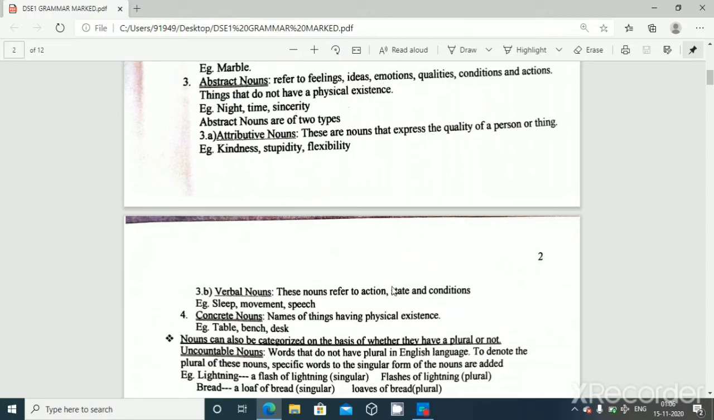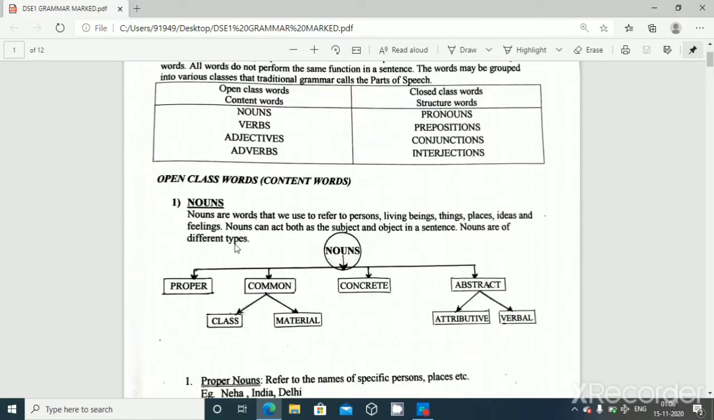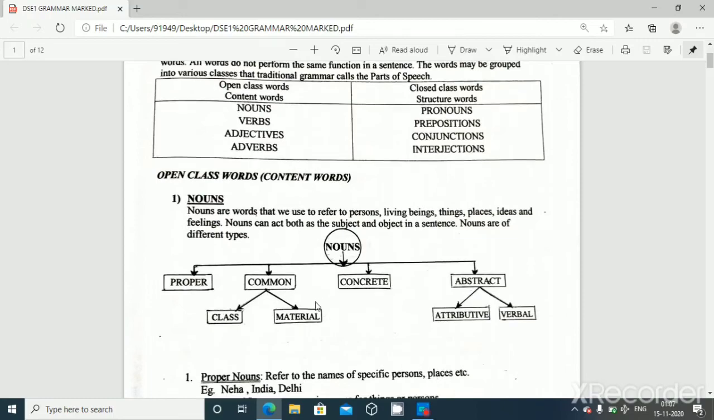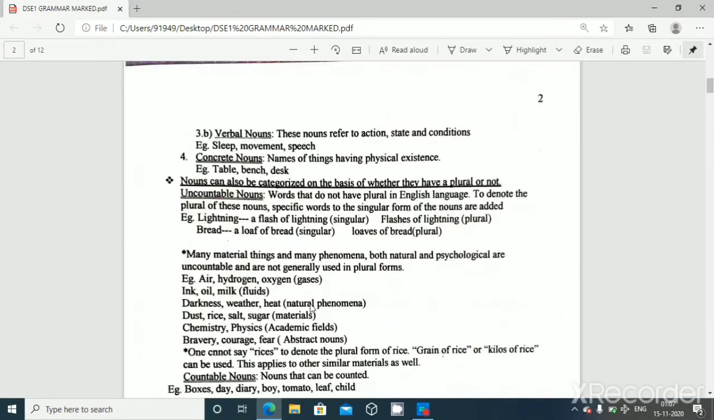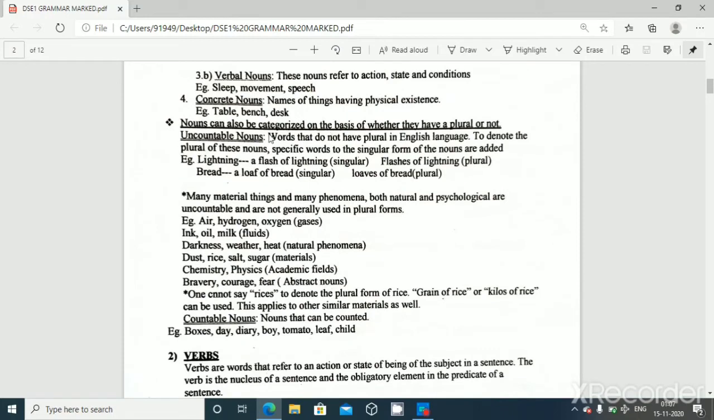Now, all this main division is over. Noun: proper, common, concrete, abstract, that's fine. And the subdivisions also we have seen. Beyond all these, we have a further category, another main division which is not really connected with these. You can, if you want, talk about nouns as categorized on the basis of whether they have a plural or not.